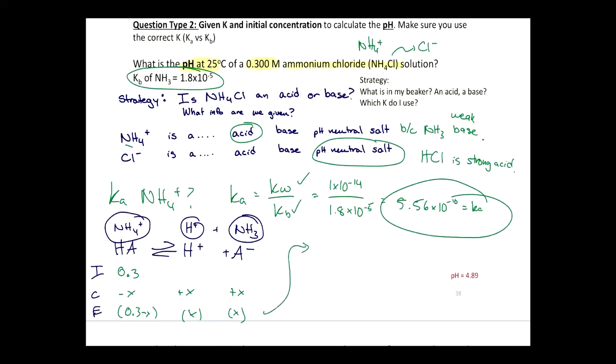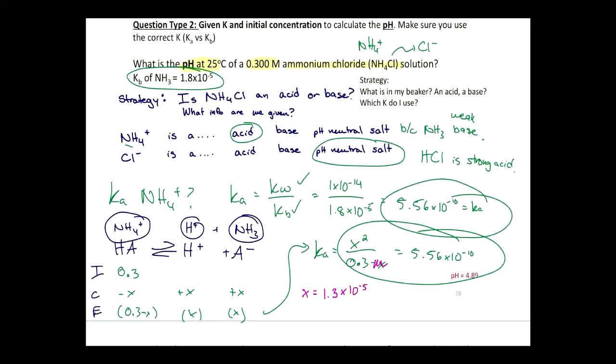And so when we shove that into our Ka expression, it becomes x squared over 0.3 minus x equals that 5.56 times 10 to the negative 10 value we got before. Are we going to approximate? Heck yes, we are. So we're going to get rid of that minus x, and then we'll get what x is. X is equal to, so just take the square root, something like 1.3 times 10 to the negative 5 molarity.